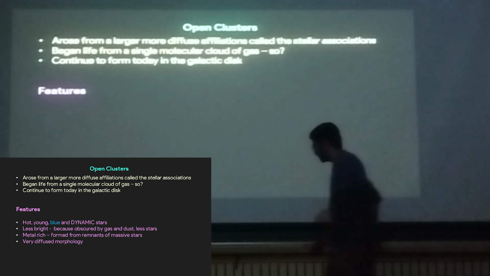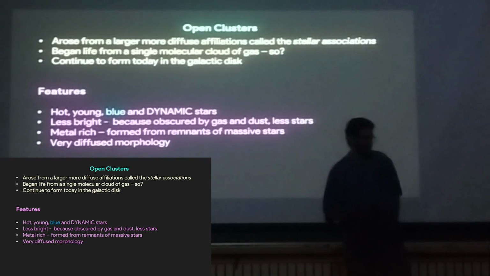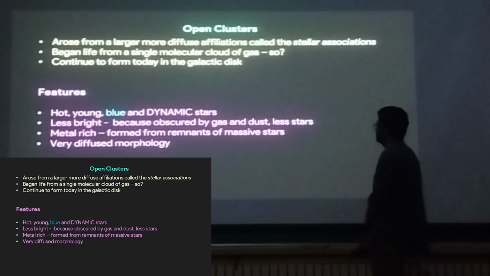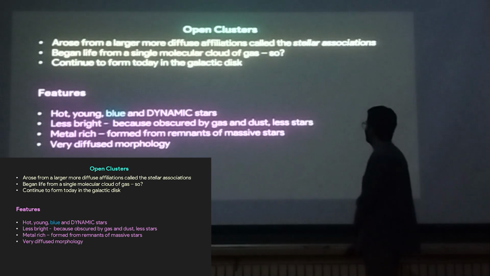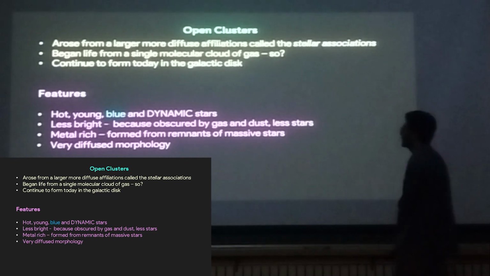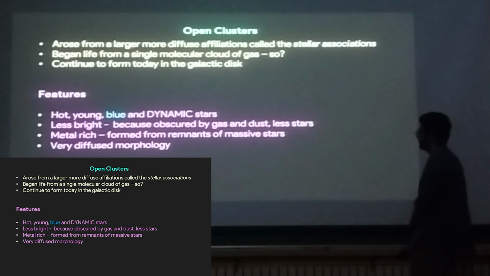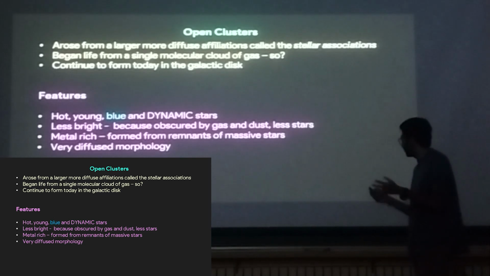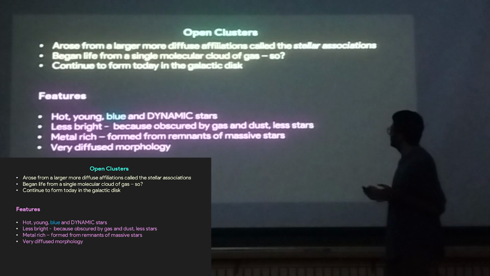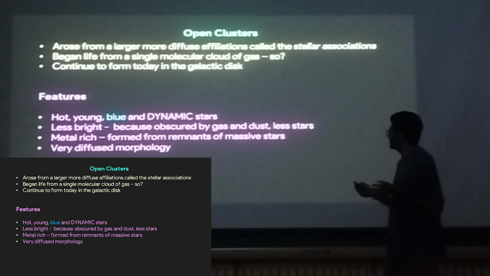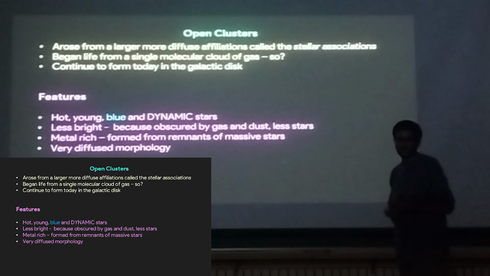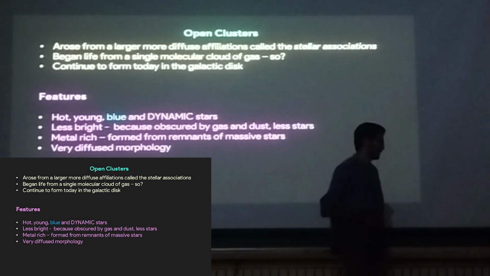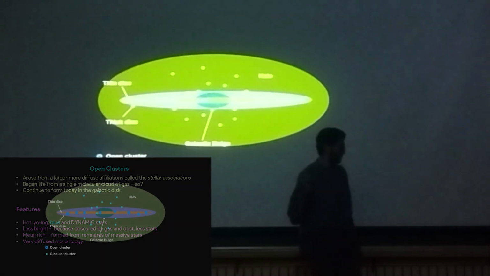So let us see some of their features. Yes, open clusters are hot, young, blue and dynamic. They are less bright because they are obscured by gas and dust, and they have fewer stars. And they are metal rich because they are still forming from the matter of supernova remnants of massive stars which have already synthesized the heavier elements. As we have seen in the picture, they have a very diffuse morphology.